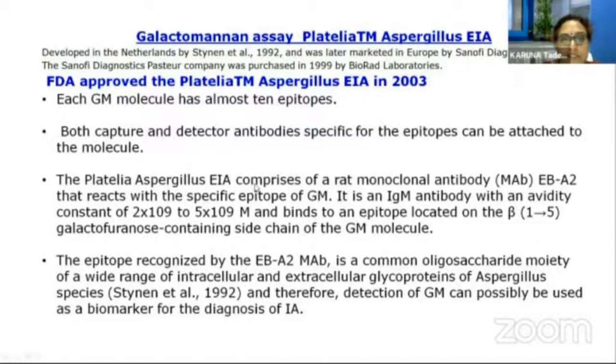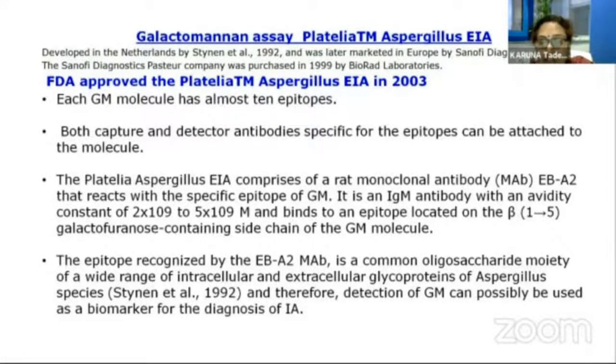The Platelia Aspergillus enzyme immunoassay comprises a rat monoclonal antibody, EBA2, that reacts with a specific epitope of galactomannan. It is an IgM antibody-based technique with an avidity constant of 2 × 10⁻⁹ to 5 × 10⁻⁹ M, and binds to an epitope located on the beta-1,5 galactofuranose-containing side chain of the galactomannan molecule. The epitope recognized by the EBA2 monoclonal antibody is a common oligosaccharide moiety of a wide range of intracellular and extracellular glycoproteins of Aspergillus species.